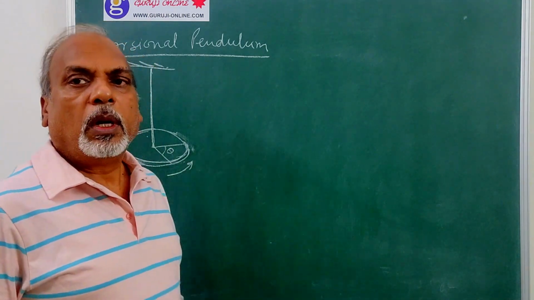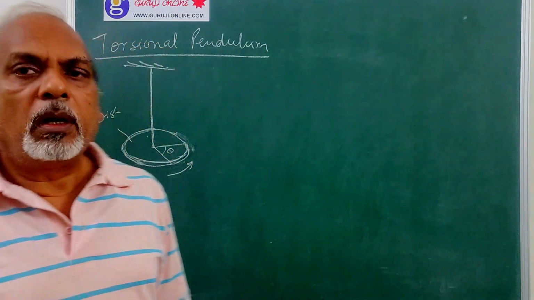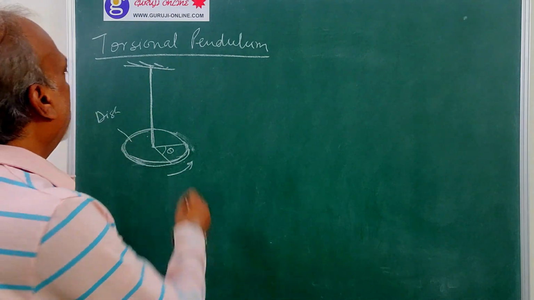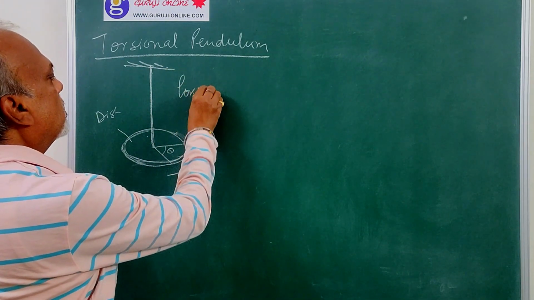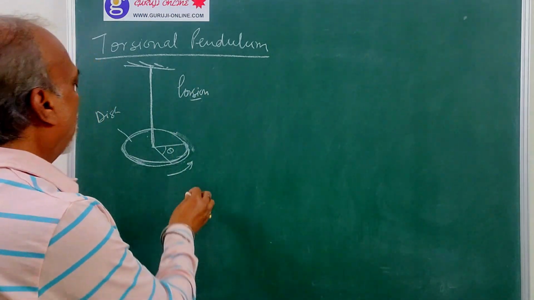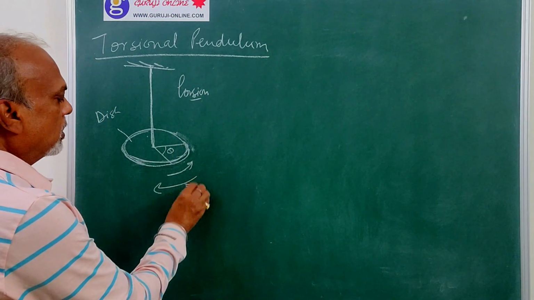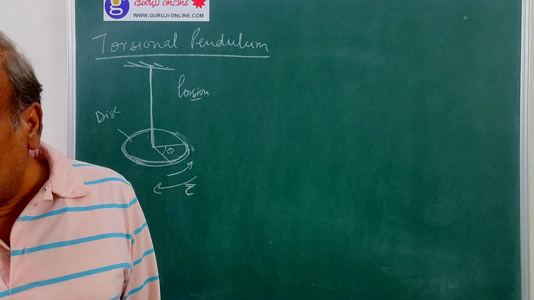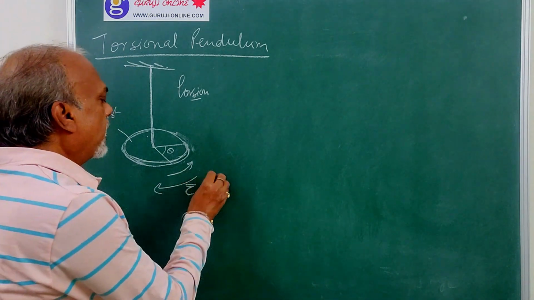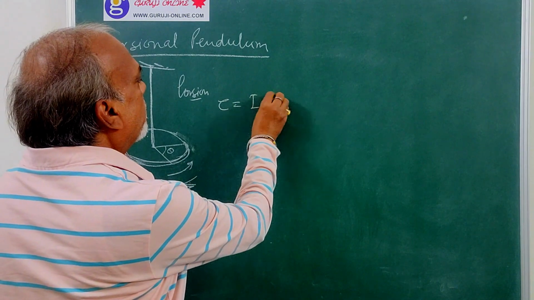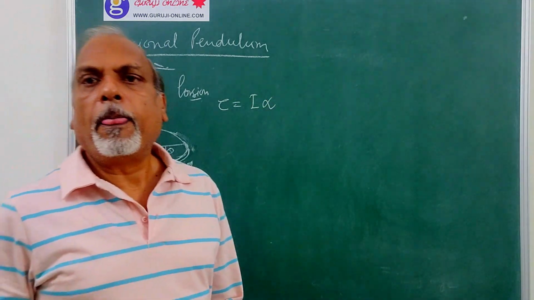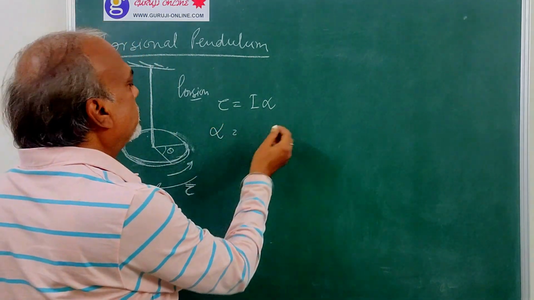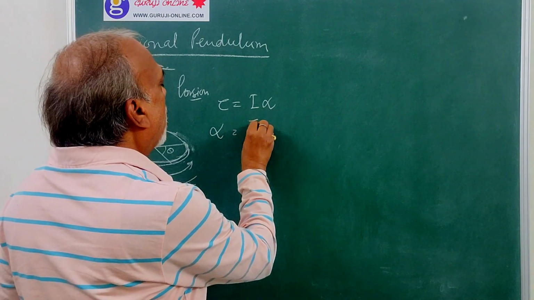Suppose you give an angular displacement, then what will happen? Since the rod is rigid, it will have a torsion, and due to that torsion, it will have a restoring torque. Suppose this is tau, this is nothing but I alpha, and alpha is nothing but tau upon I.